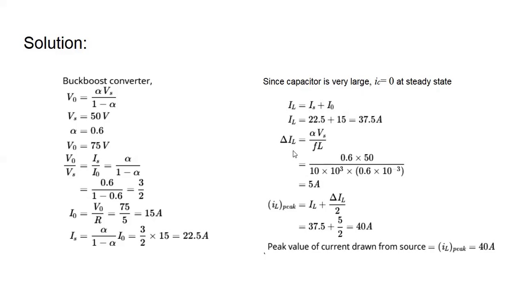And delta IL, we know that for a buck boost converter, the ripple current is equal to alpha Vs by FL. Substituting for alpha, Vs, F and L, we find the ripple current delta IL as 5 ampere. The peak inductor current is IL plus delta IL by 2, which is 37.5 plus 5 by 2, equal to 40 ampere. This 40 ampere is the peak value of the current drawn from the source, because that is equal to IL peak. So the required answer is 40 ampere.